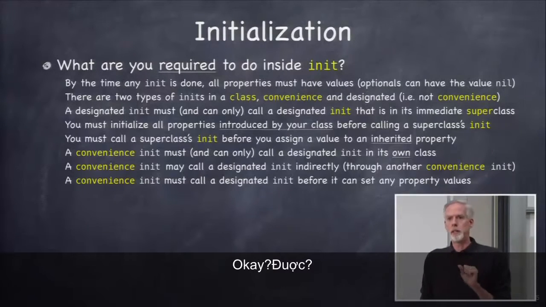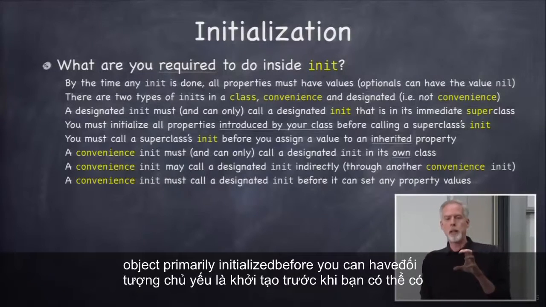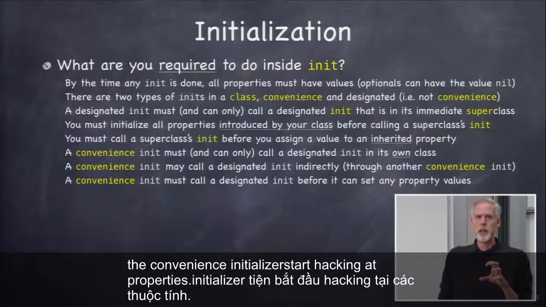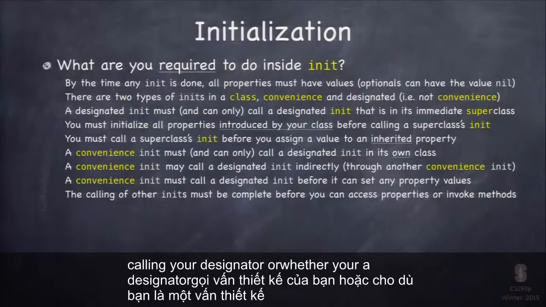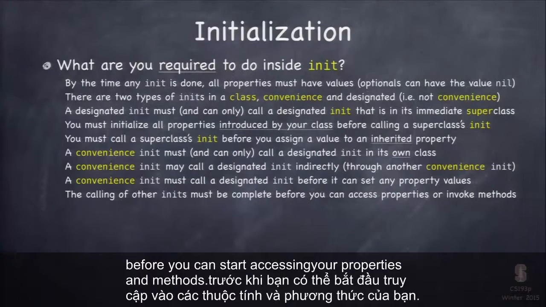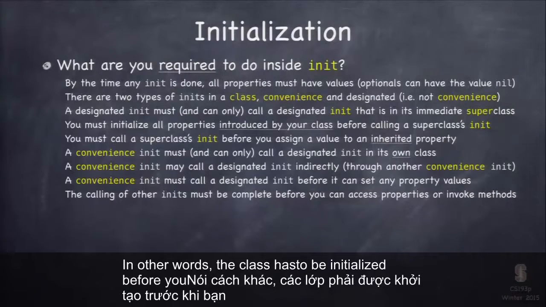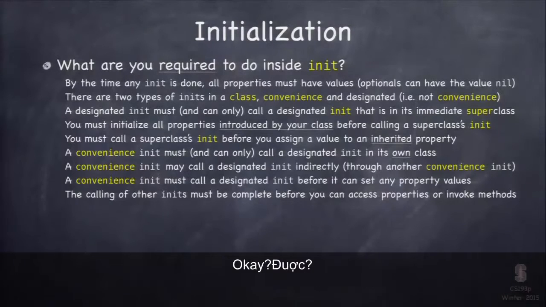A convenience initializer must call that designated initializer, directly or indirectly, before it can touch any values, obviously. You have to get your object primarily initialized before you can have the convenience initializer start hacking at properties. The calling of other inits, whether you're a convenience initializer calling your designated initializer, or you're a designated initializer calling up to your super's designated initializer, has to be complete before you can start accessing your properties and methods. In other words, the class has to be initialized before you can start calling methods and properties.